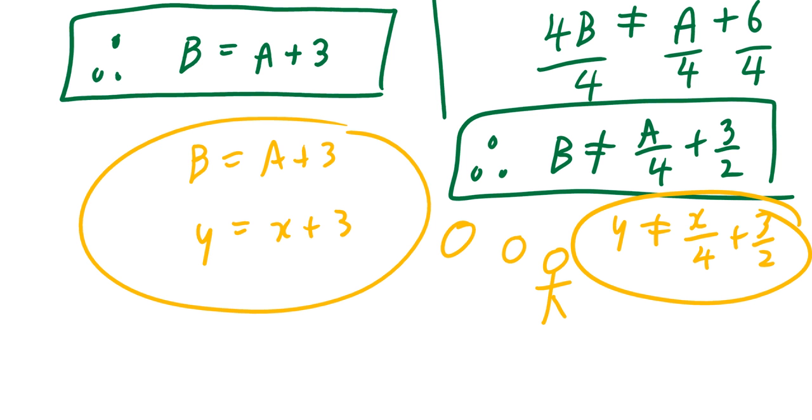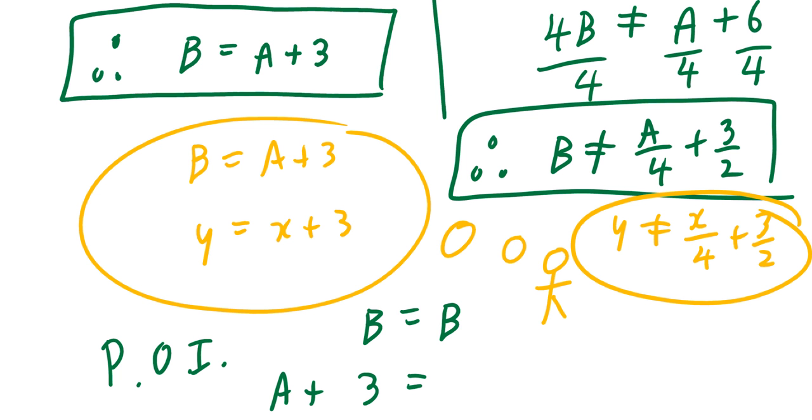The next step is to find the POI, the point of intersection, so you know what not to write as the final answer. Then we can talk about the values that are above and below, or to the left and to the right of that. So to find the POI, the point of intersection, you make them equal first. So b equals b. On the left-hand side, a plus 3 equals a divided by 4 plus 3 divided by 2.